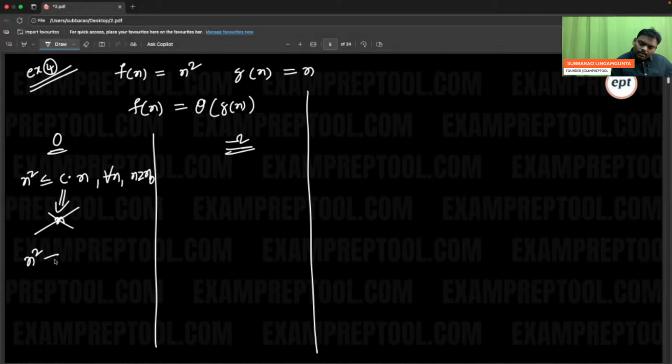You only say big O is not possible. How can you say omega? When you can say big O is not possible, how is theta possible? So without doing this, even though it is omega, no use.